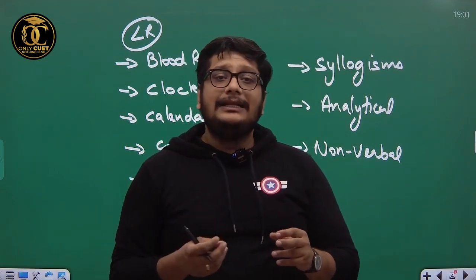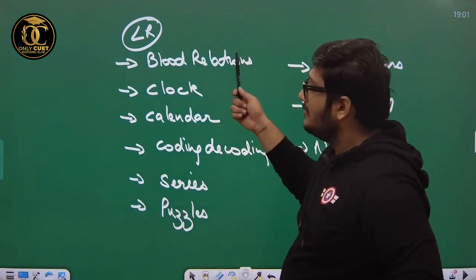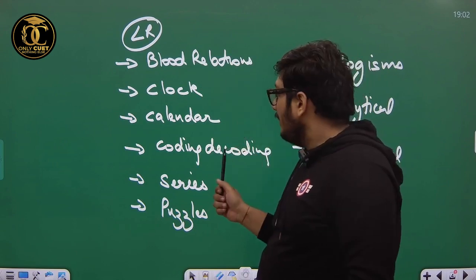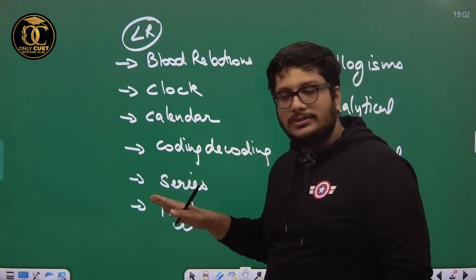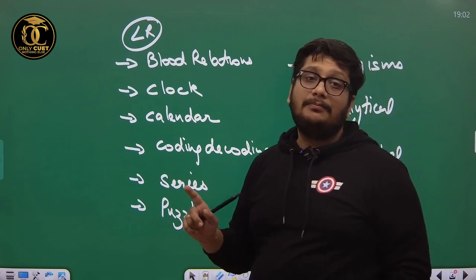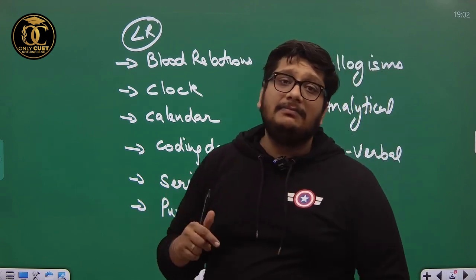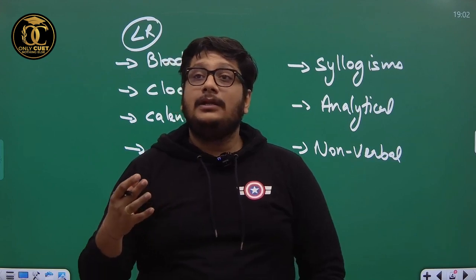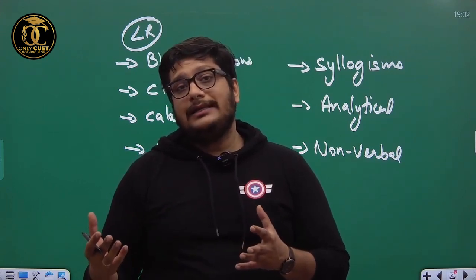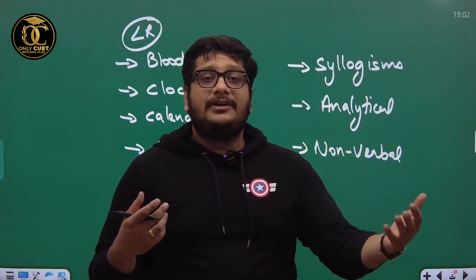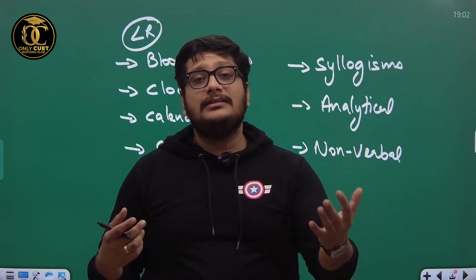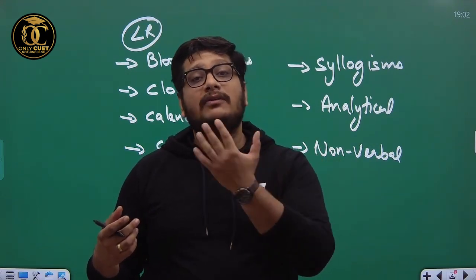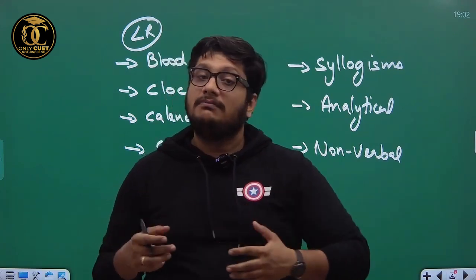Among these, if I tell you the rating, blood relation is 3-star, clock, calendar is again 3-star, coding, decoding is 2-star, series is 2-star, puzzles is again 3-star. Puzzles can basically be anything. It can be a sitting arrangement, or a puzzle based upon, let's say, 6 different persons traveling to 6 different states, having 6 different professions, going via 6 different mediums. Puzzle.